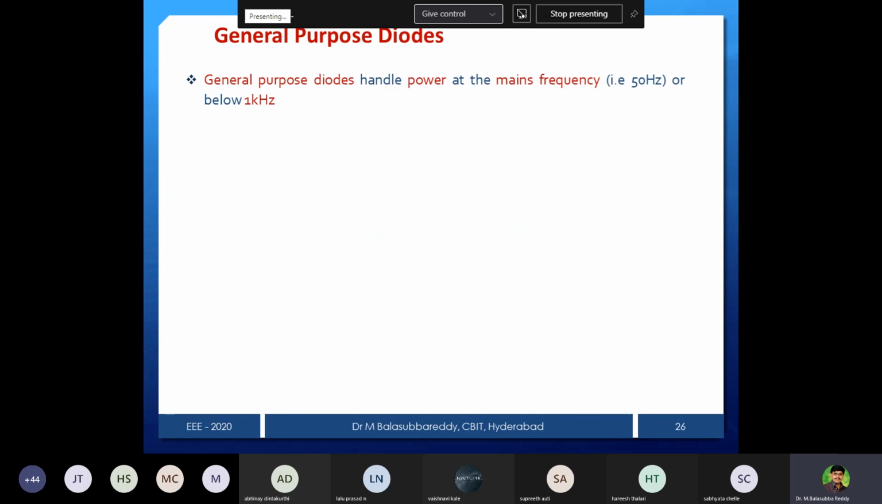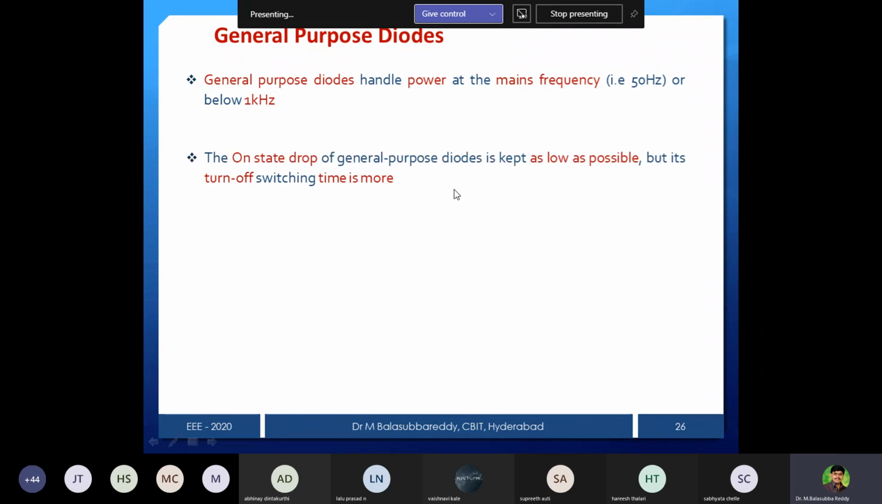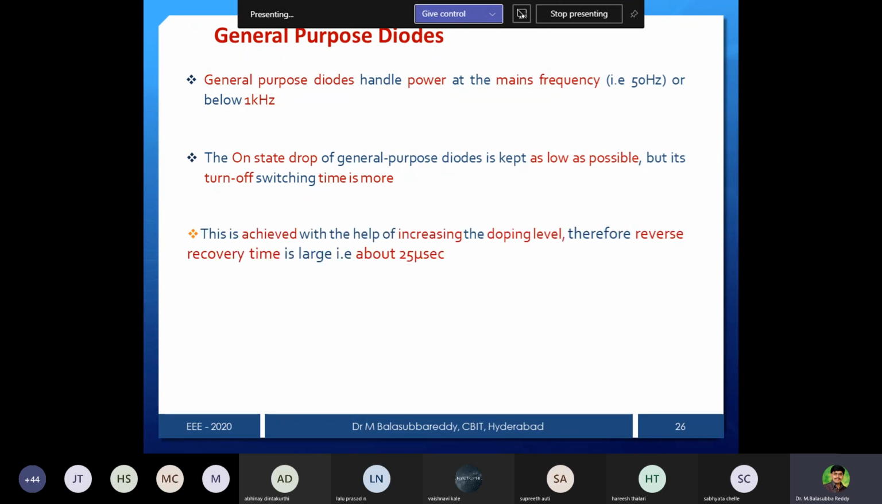Now we'll see the general purpose diodes. They handle power at mains frequency, that is 50 Hz, or operations up to below 1 kHz, where we can use a general purpose diode. The on-state drop of this type of diode is as low as possible, so the on-state drop will be minimum, but its turn-off switching time is more. Since the turn-off switching time is more, we have to wait until this device is turned off completely. Otherwise the other device cannot be operated. Only once it is turned off can we operate it.